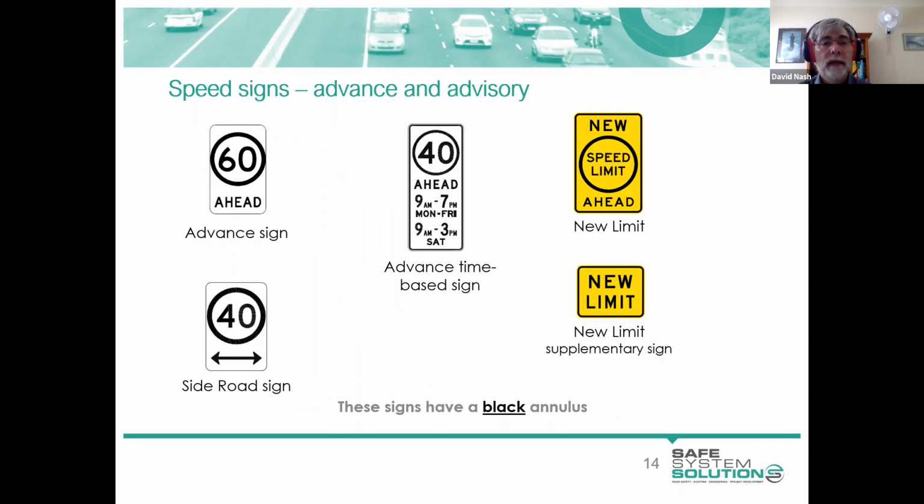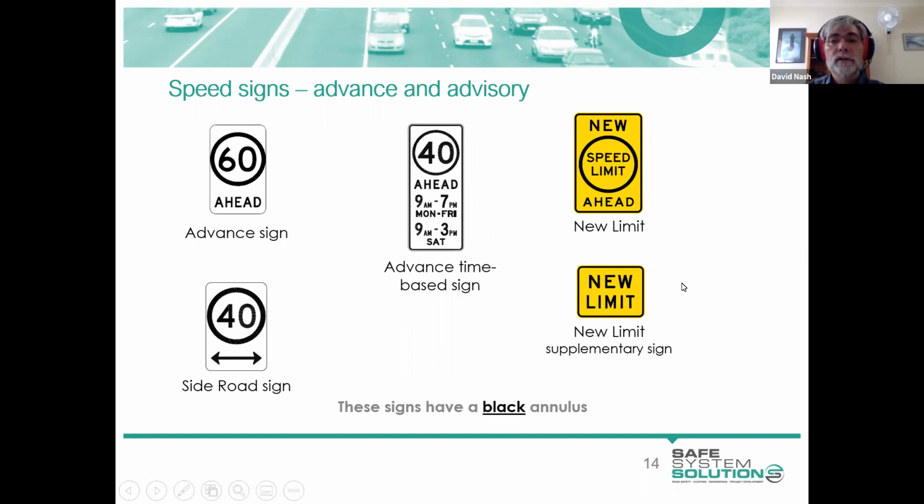Cool. Then we have speed limit signs that are advance or advisory, and they all have a black circle rather than a red circle, which is a bit of a subtlety, but the idea is this is not the regulatory sign itself. There is another regulatory sign ahead somewhere or around the corner. If it's something like this that's saying that it's 40 kilometres an hour on the side road, but not on this road. And that one also has the ahead word on it, so therefore it's got a black annulus.